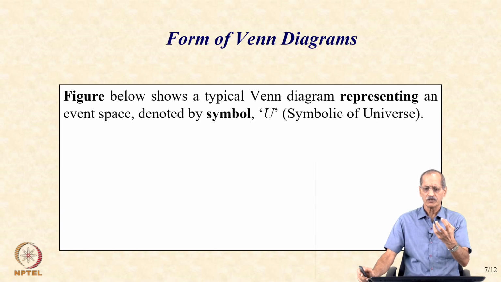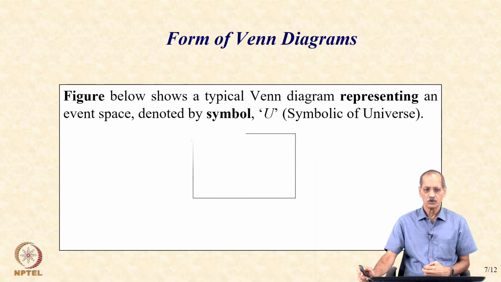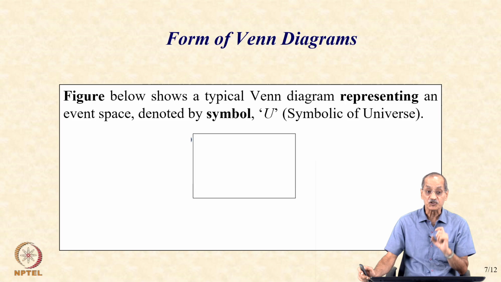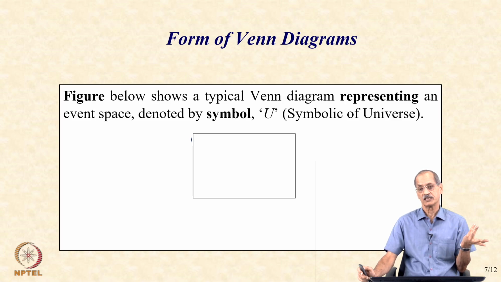So, let us just understand what exactly this whole idea of the Venn diagram is. There is a figure below, a very simple geometric figure of a rectangle, blank space at the moment, which is the starting point for creating any Venn diagram. And this rectangle is what we use to denote what we call the event space, and it is denoted by a symbol U, which is in some sense symbolic of the universe in which the events are taking place.